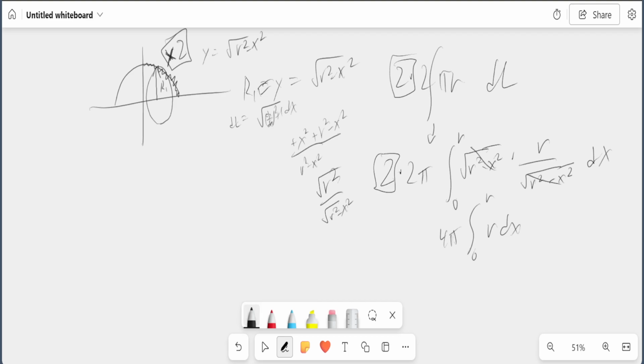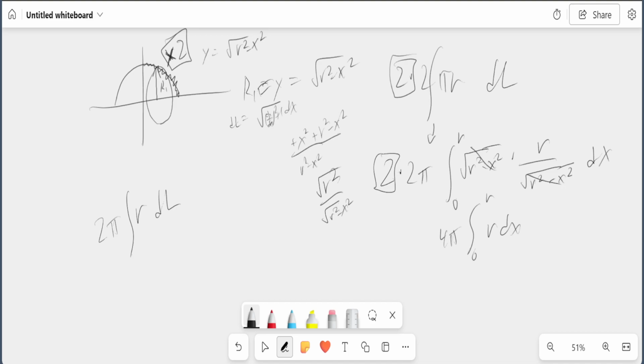Sorry. Could you say that one more time? Yeah, so for surface area for any shape, do we always have to do 2 pi times radius times the arc length? For any surface area, it's 2 pi r dl.